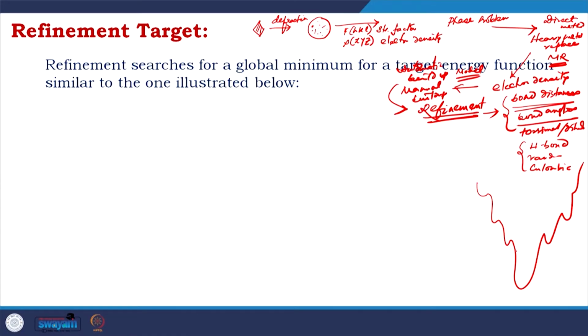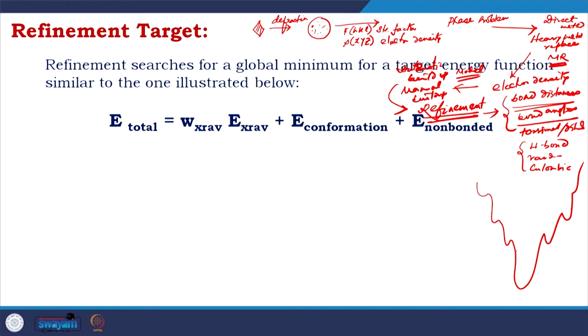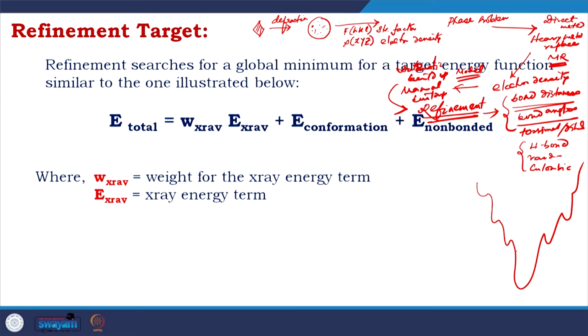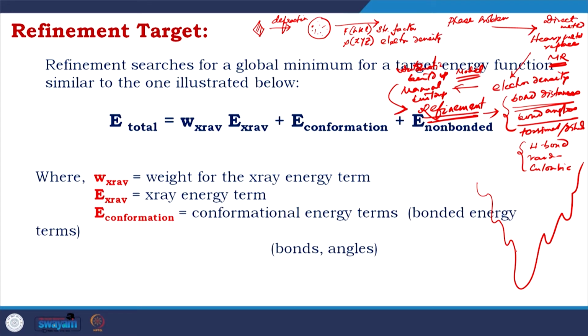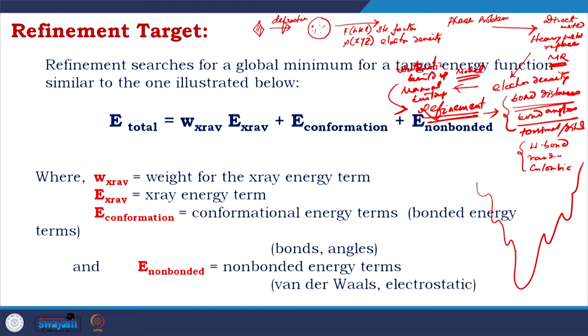So, refinement searches for a global minimum for a target energy function similar to the one illustrated: E total equals W X-ray times E X-ray plus E conformation plus E non-bonded, where W X-ray is the weight for the X-ray energy term, E X-ray is the X-ray energy term, E conformation is the conformational energy terms or bonded energy terms, which talks about bonds and angles, and E non-bonded is the non-bonded energy terms talking about van der Waals and electrostatic.